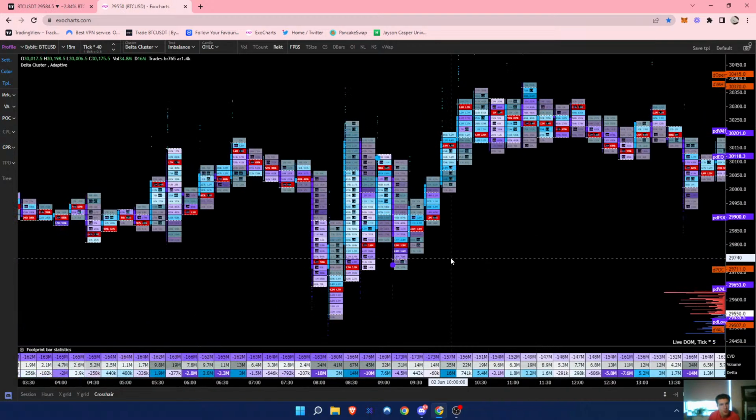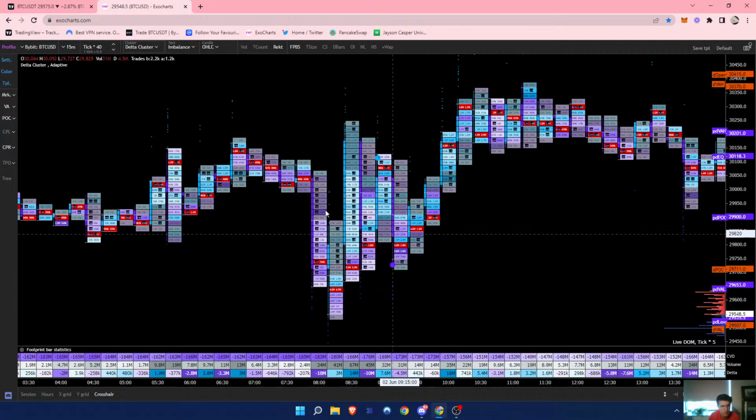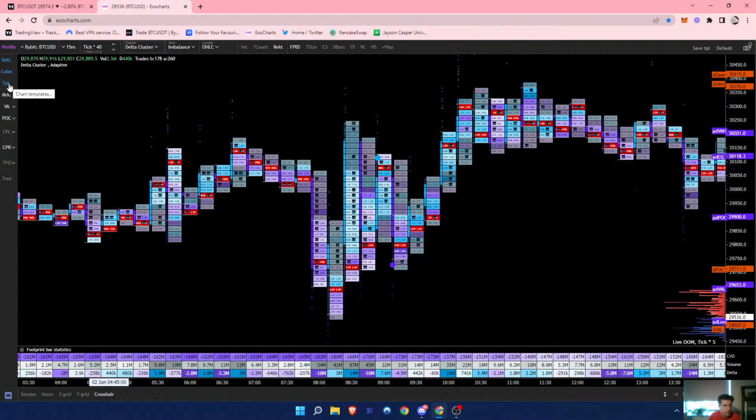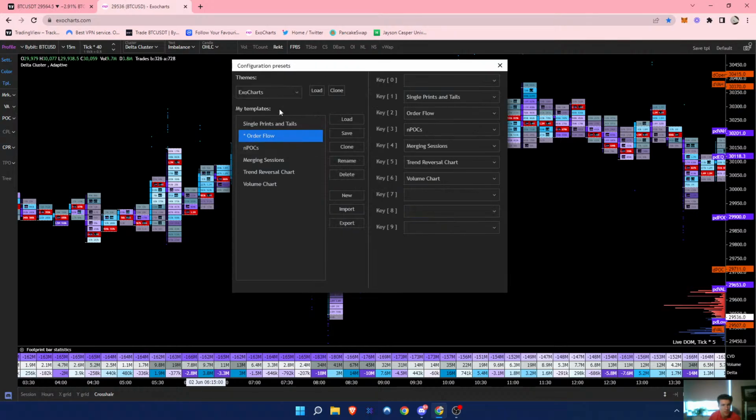So the first thing I am using is the Orderflow template. Just go to the left hand side right here. You'll see the chart templates, or the TPL. Just click on that, and here you'll have your list of templates.